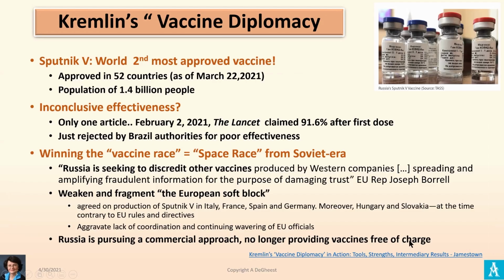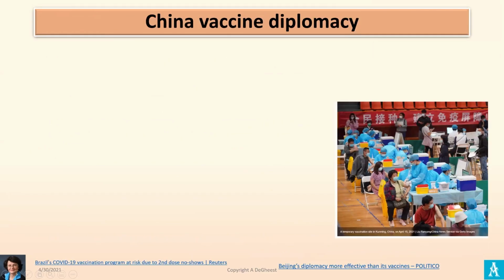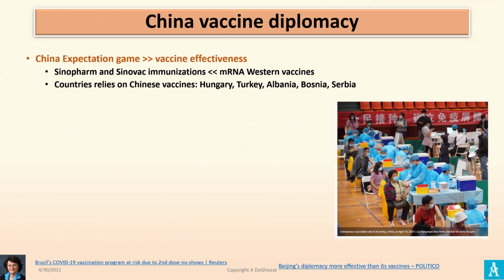And they're not providing this for free. This is a commercial approach to selling this to make revenues. China is doing the same thing. China is doing a great job at the expectation game. They're very good at public relations, so the perceived effectiveness is significantly higher than the true vaccine effectiveness. We know the evidence coming out is showing a lower efficacy rate than the Western mRNA vaccines. But people cannot get access to Pfizer and Moderna there.